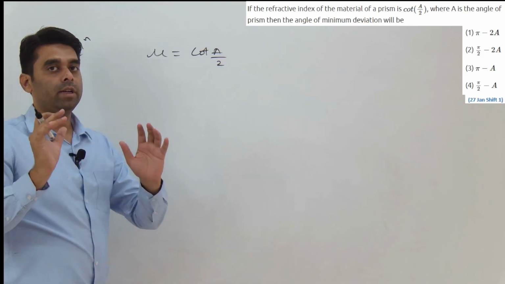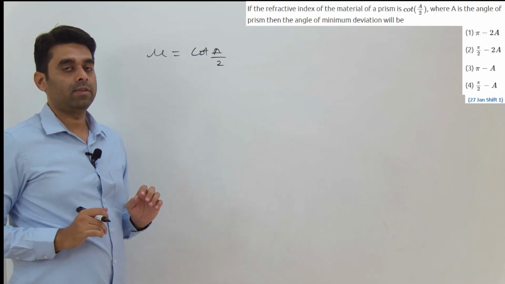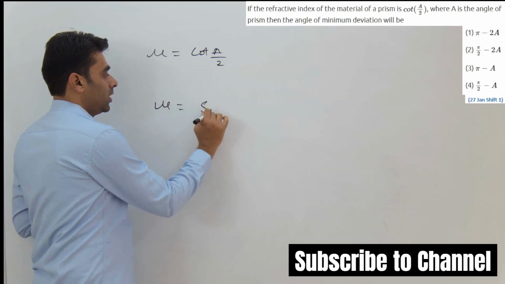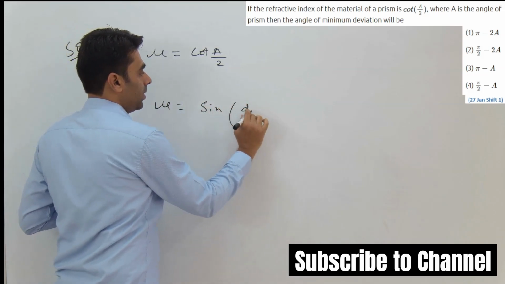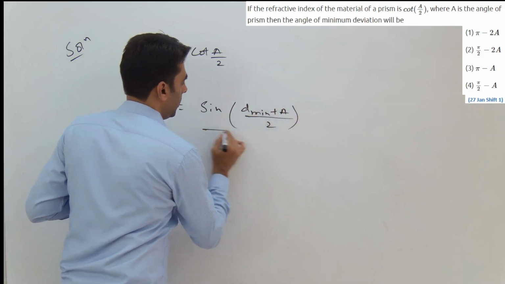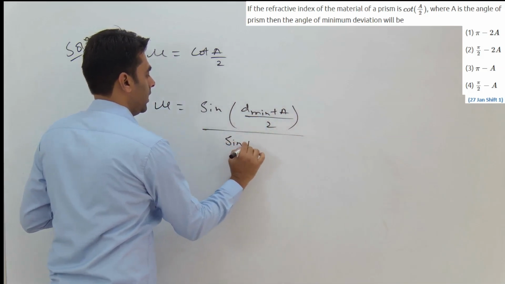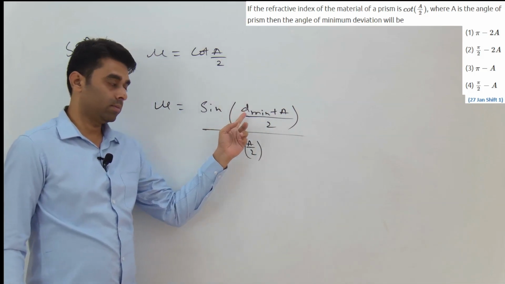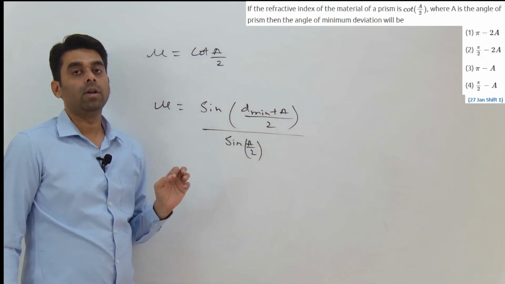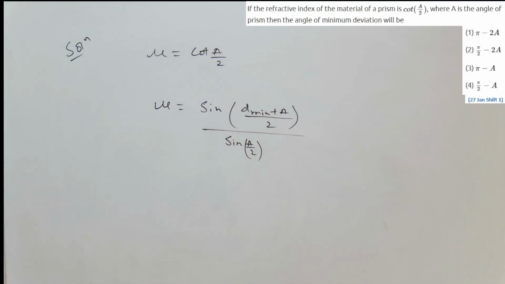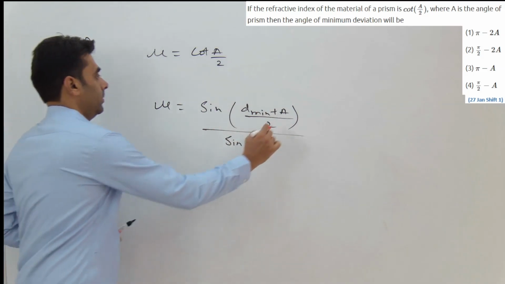We know one relation about the refractive index in the case of a prism. The relation is mu equals sine of (D minimum plus A)/2 divided by sine of A/2. This is our relation for the refractive index in terms of minimum deviation and the angle of prism. If you know this, well and good. Otherwise, please keep this relation in mind.